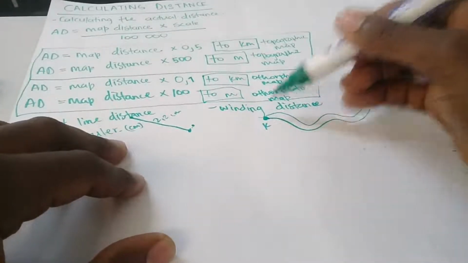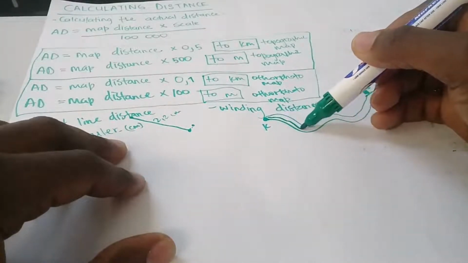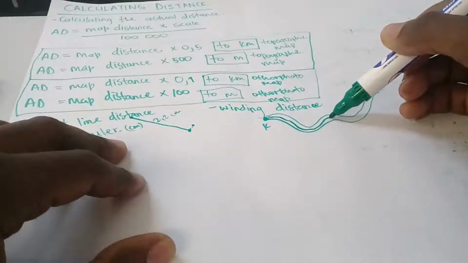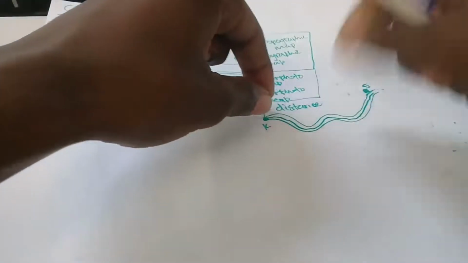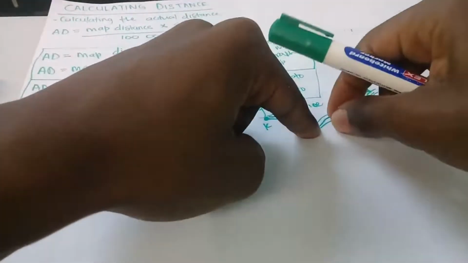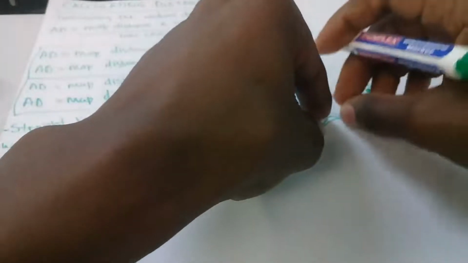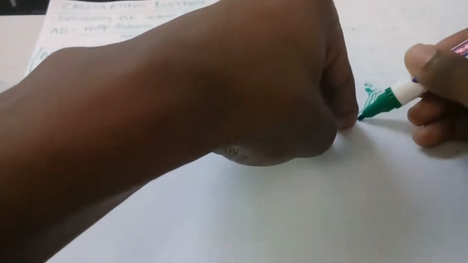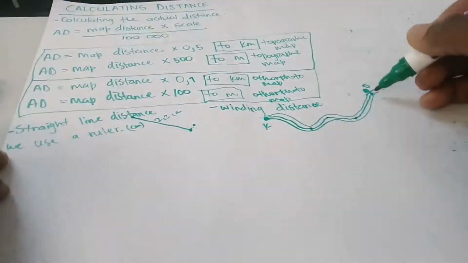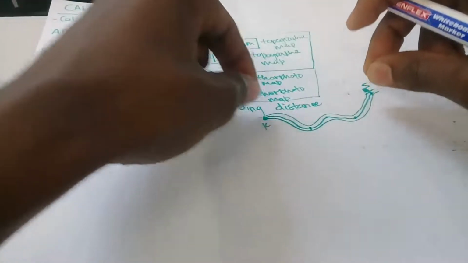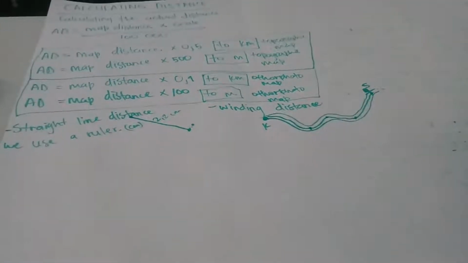You can also use a string. Put your string inside the road from here until the end point at the school, and mark your string at every 10. Then take your string out to your ruler, measure, and calculate. That's how it goes.